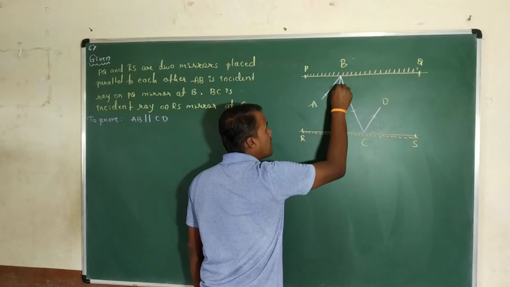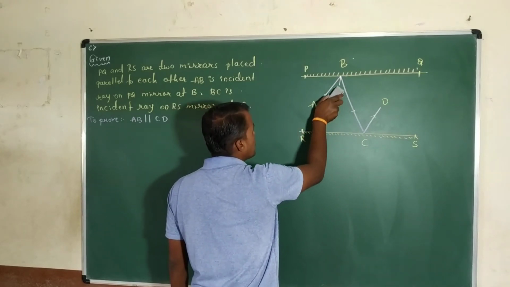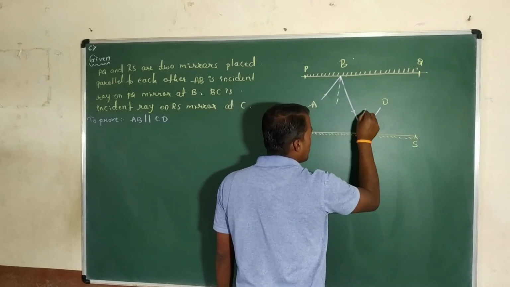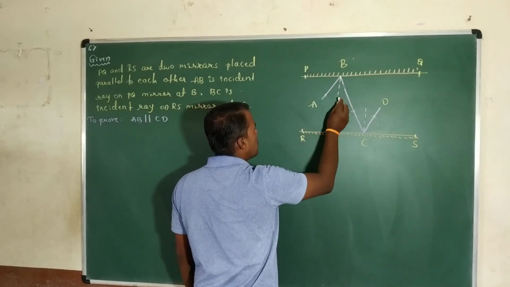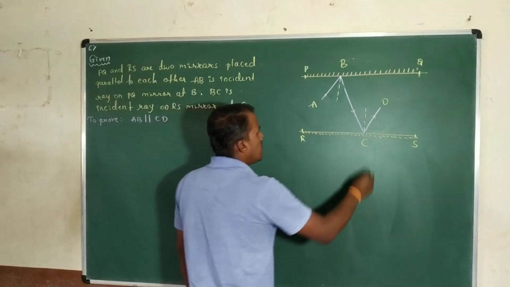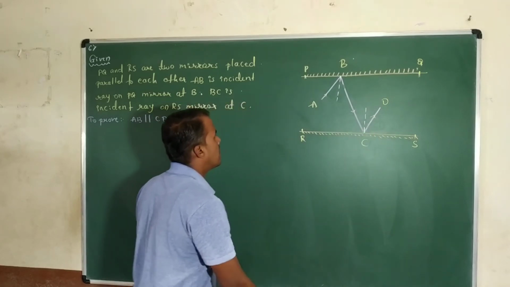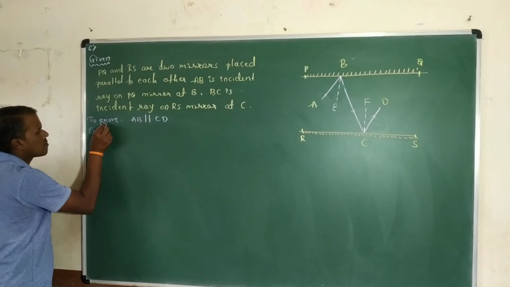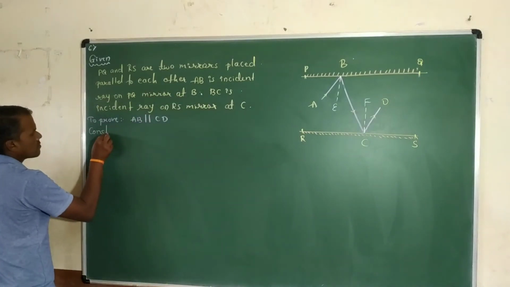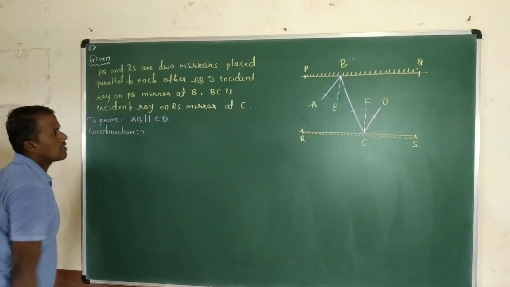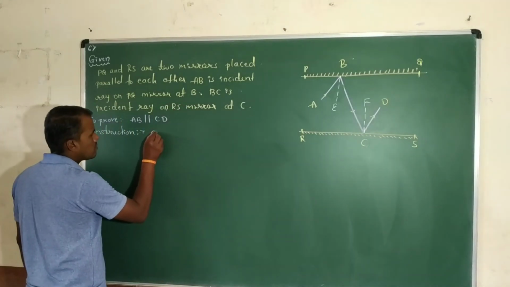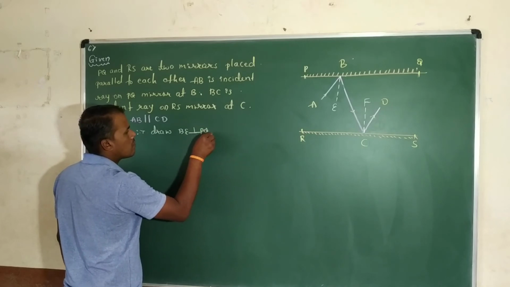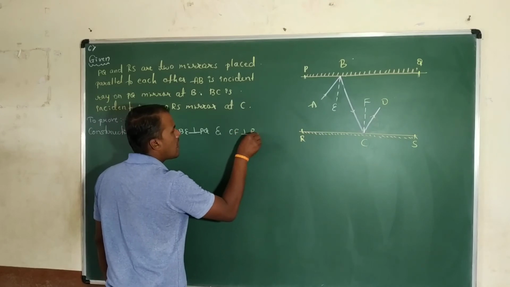Draw BE perpendicular to PQ and CF perpendicular to RS. That is the construction.